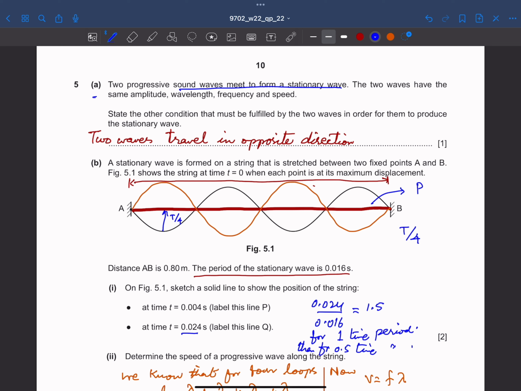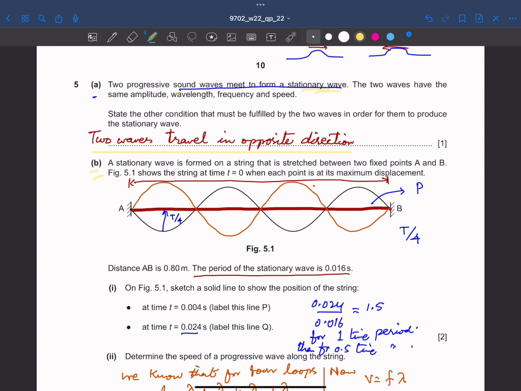So you know that if you have to get a stationary wave, you will have two waves which move in opposite directions, and when they superpose each other, you will get the stationary wave. So simply you can write: the two waves travel in opposite directions. This will be the other condition for the stationary wave.